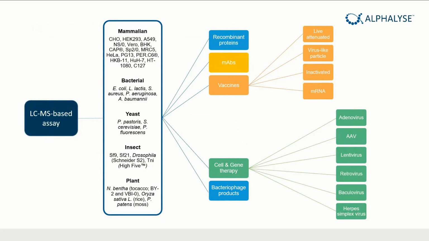The general method we have applied to more than 300 projects now. So a lot of different expression systems: mammalian, bacterial, yeast, insect, and plant cells, and also even some exotic ones not on this list. It has been used for recombinant proteins, mAbs, vaccines, and also more complex cell and gene therapies, or even bacteriophage products with lots of different proteins.